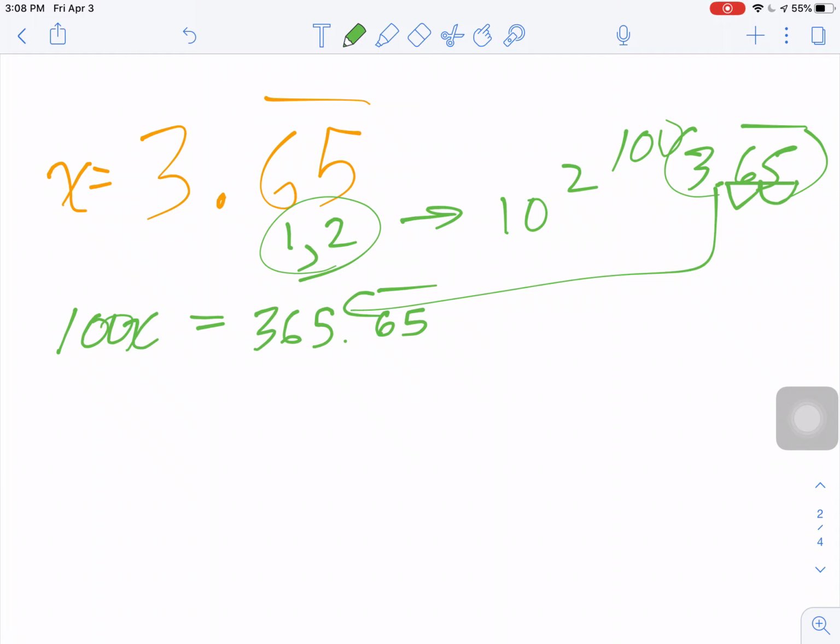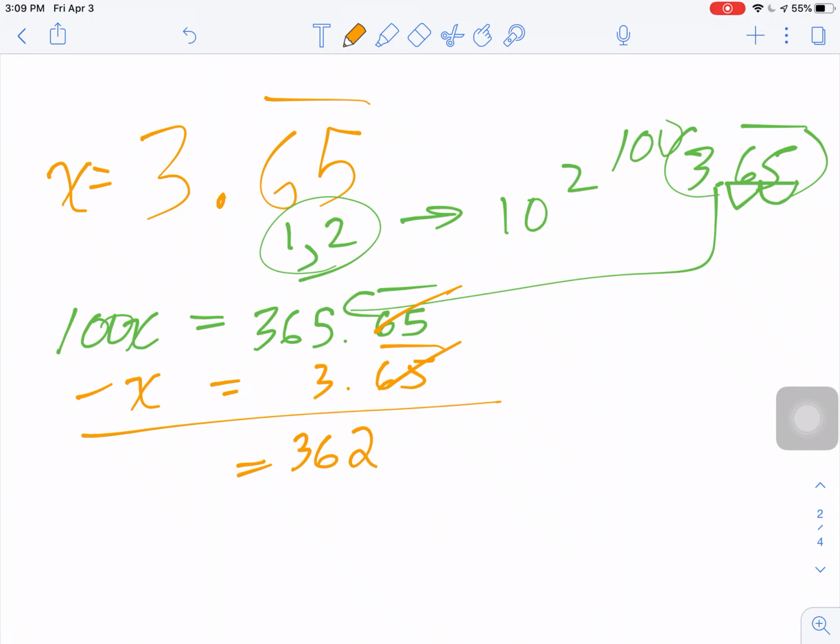I'm going to subtract off my original x, and then the 0.65 subtracts out. 365 minus 3 is 362, and then 100x minus x is 99x, and then divide. So my answer would be 362 divided by 99.